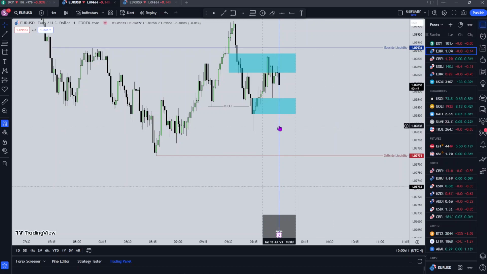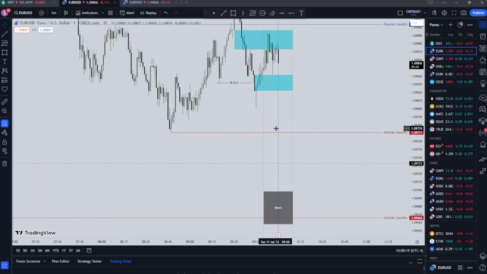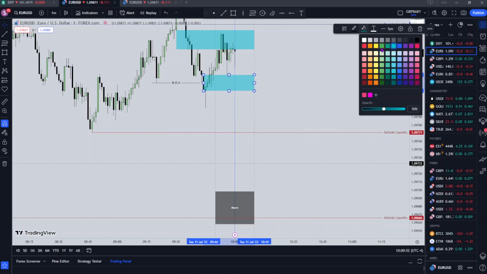This is delineating the 10 o'clock hour, this blue line, because I was just marking out my New York session. Let's just make this another color, why not?